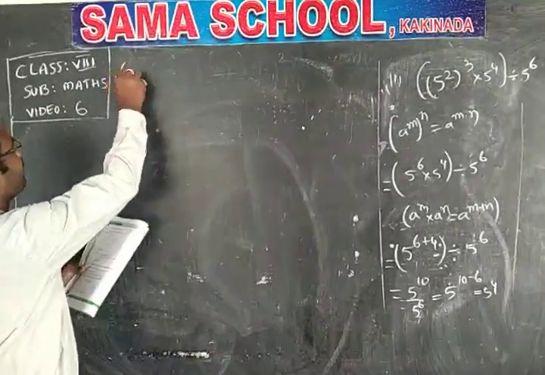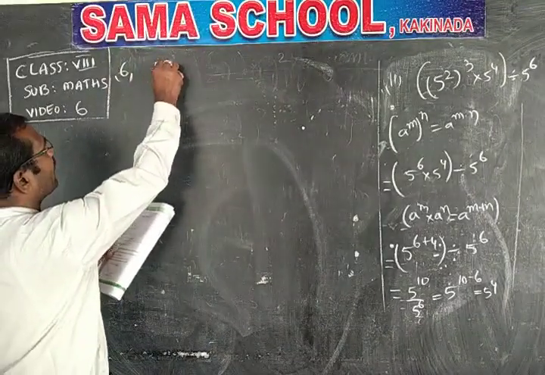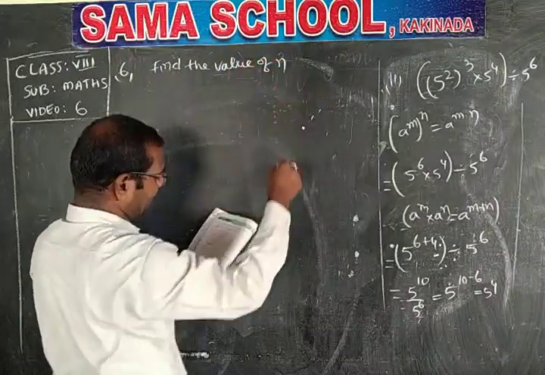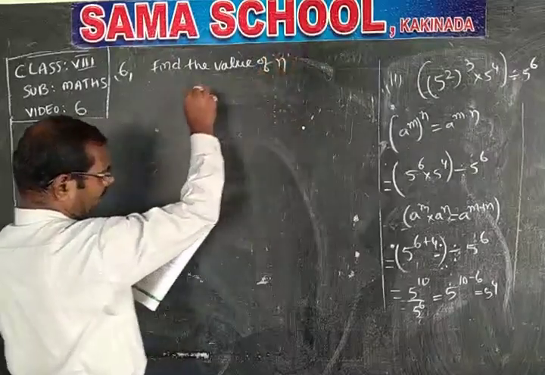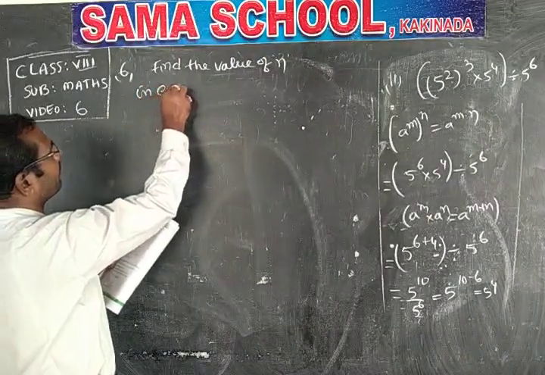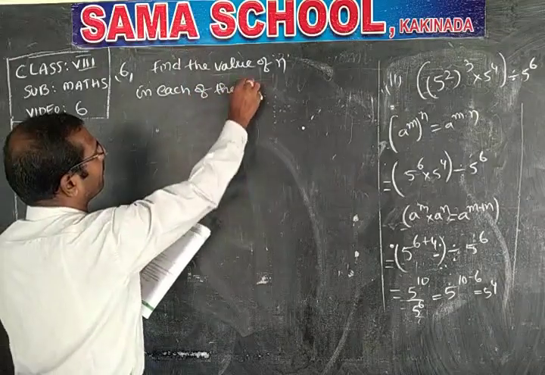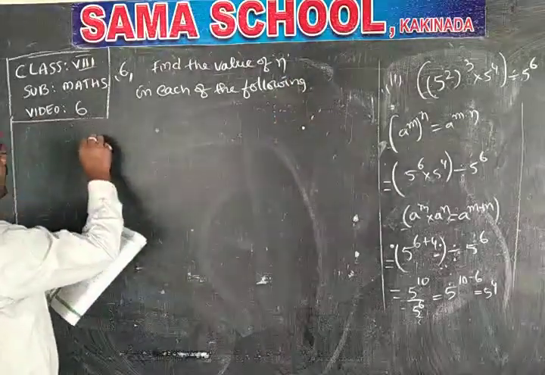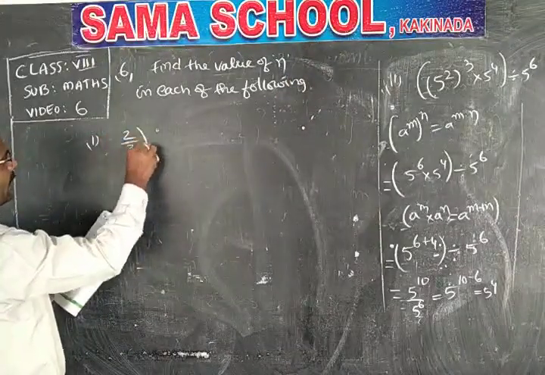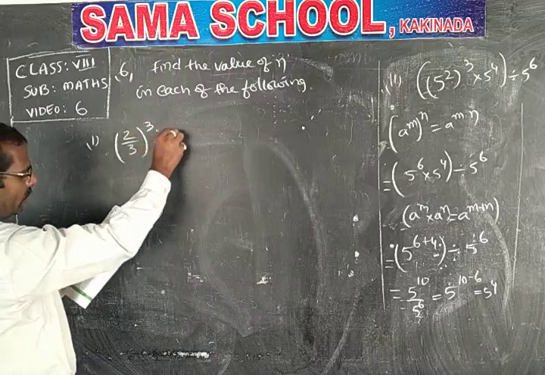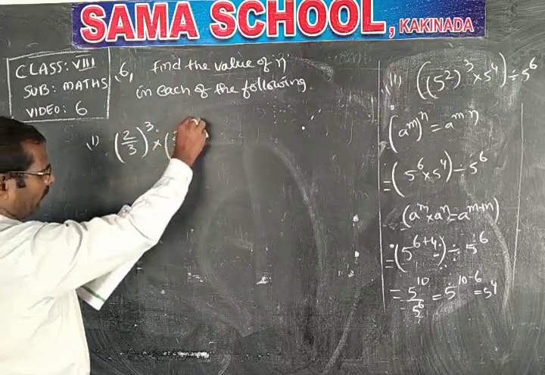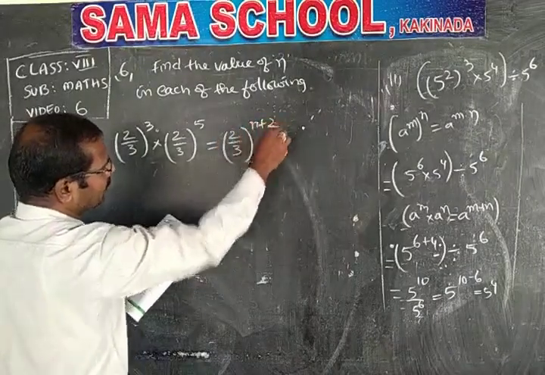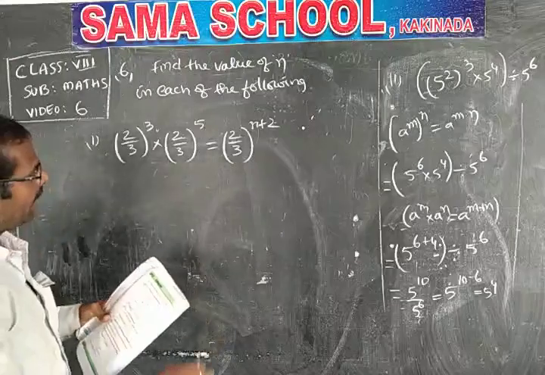6th Roman: find the value of n in each of the following. That means (2/3) whole power 3 into (2/3) whole power 5 is equal to (2/3) whole power n minus 2.